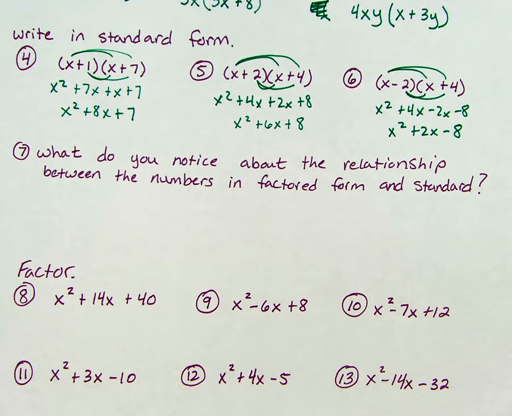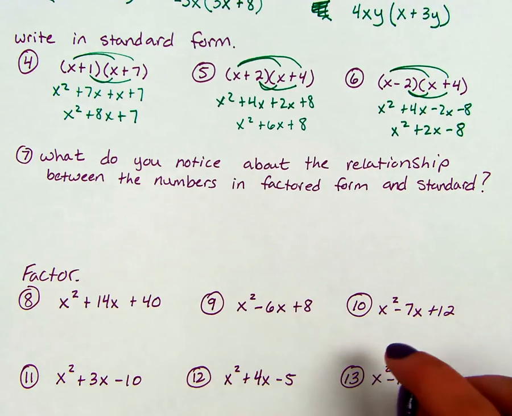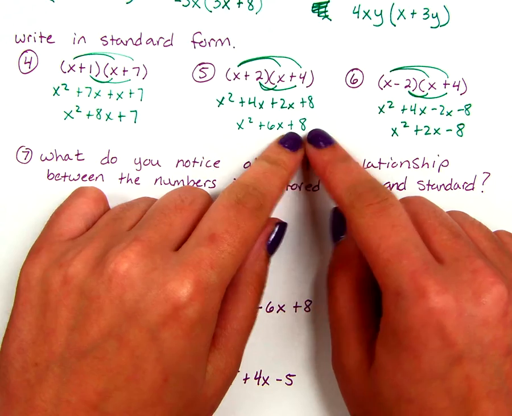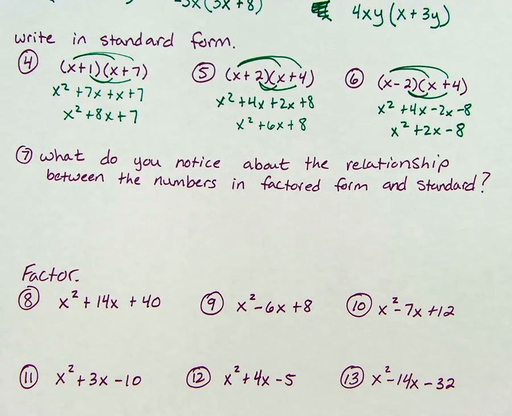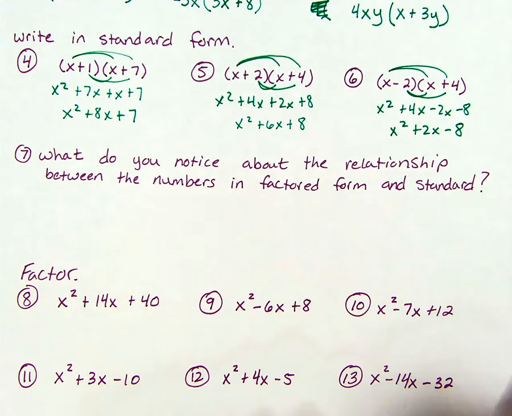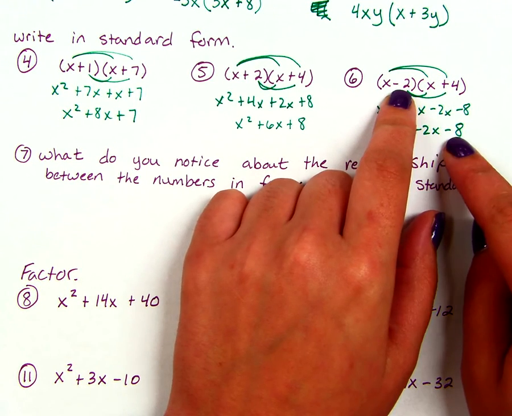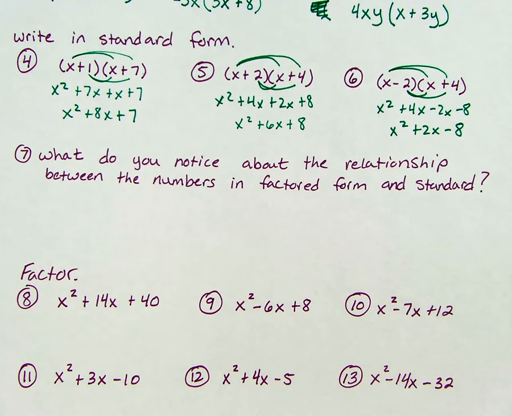So looking at our next set, if we look at the 2 and 4 compared to the 6 and 8, 2 times 4 gives us 8, and 2 plus 4 is 6. And then looking at the next one, so again the negative 2 and 4, so negative 2 times 4 is negative 8, and then negative 2 plus 4 is 2. So that's our pattern that we want to notice.